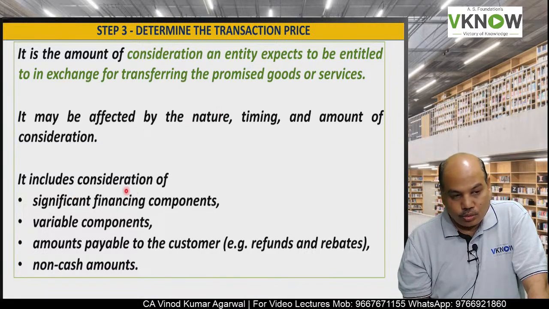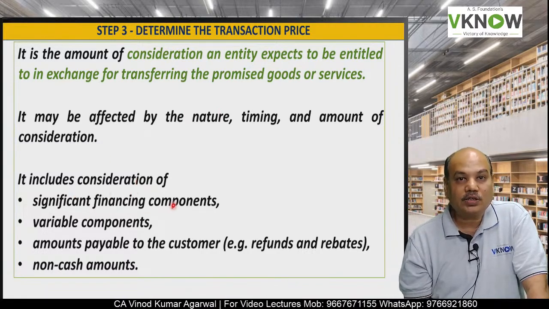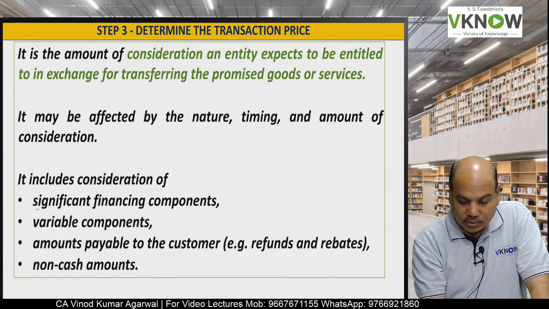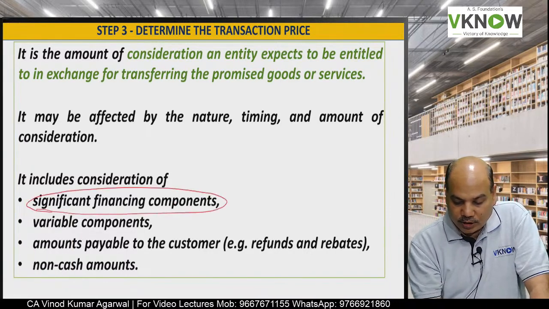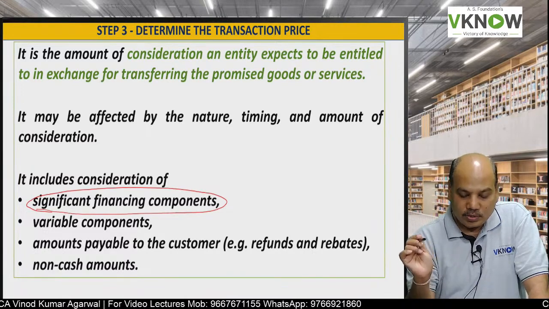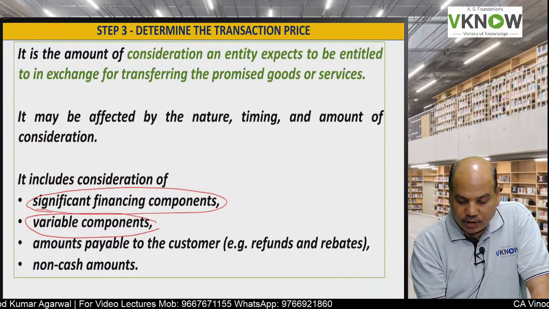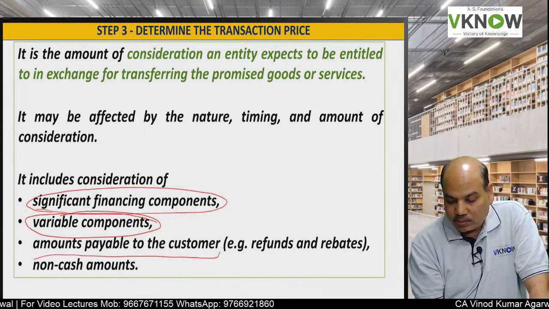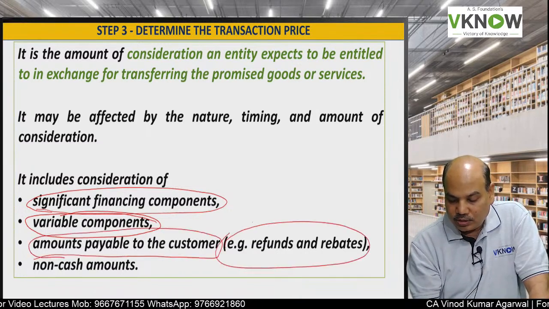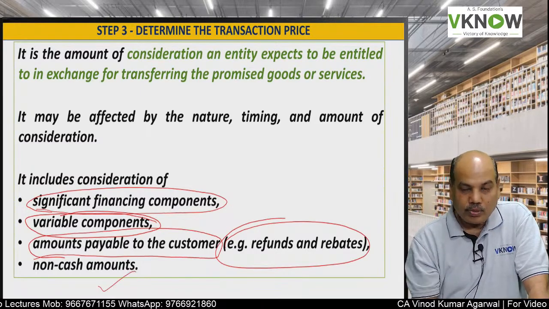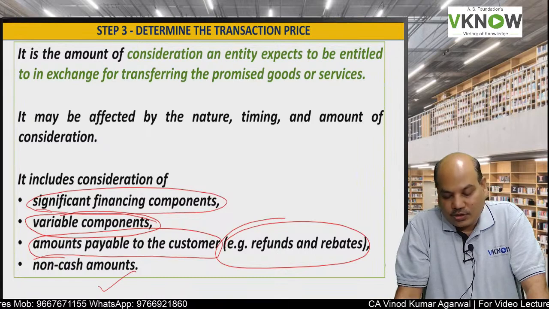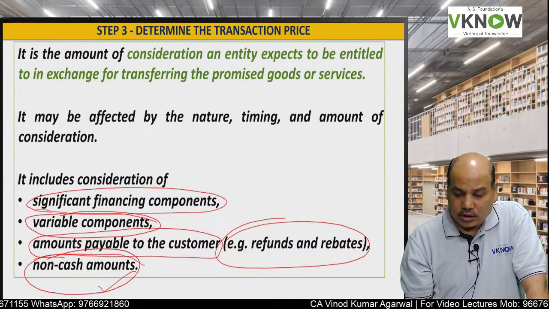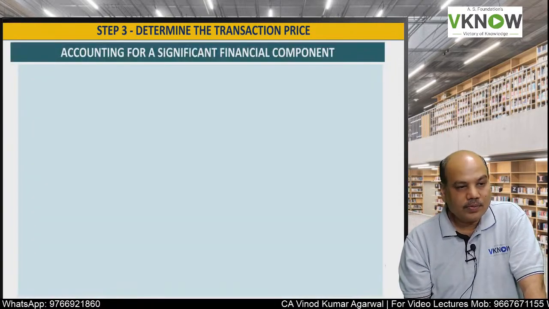Now transaction price includes significant financing component also, that I am going to explain afterwards. It is like making payments over a period of time, so it might include some interest also. It may have some variable component also like incentive, bonus. It may include some amount payable to the customer also like rebate or refunds to be given, or it may also include non-cash transactions like goods for goods. So these are the factors which will affect the transaction price.